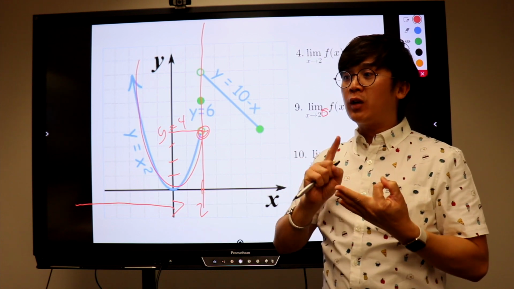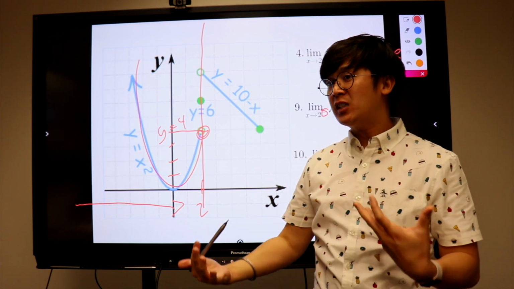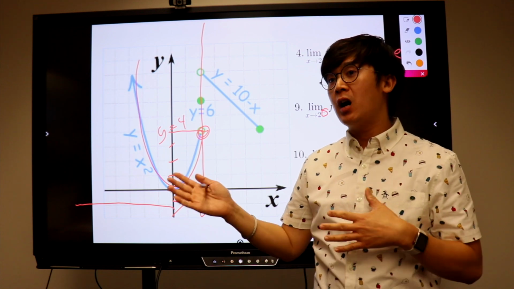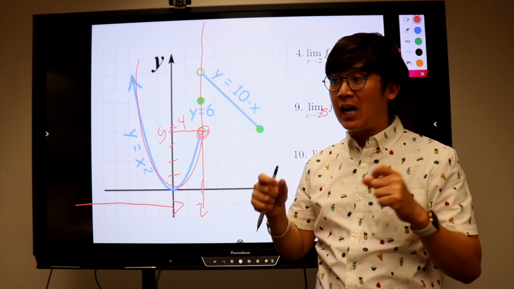And there's also what we call a one-sided limit, which is a special case of limit because we don't care about the other side. We're just concerned about the side that is given.